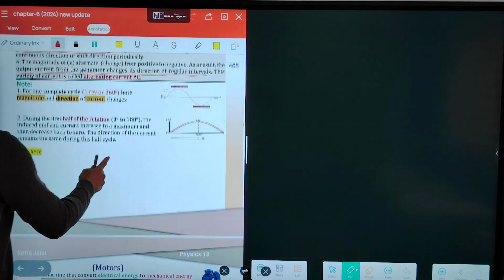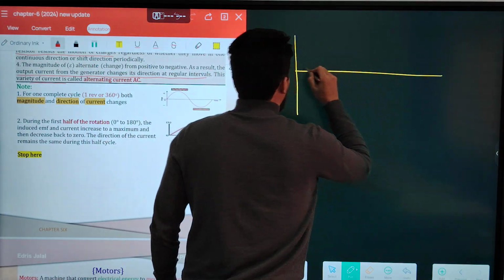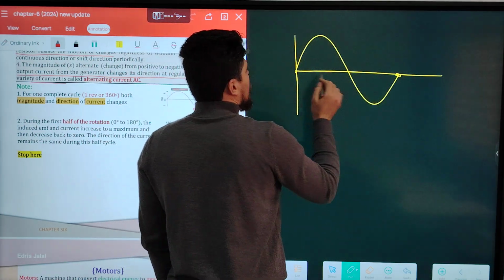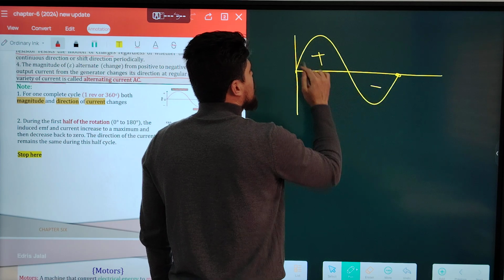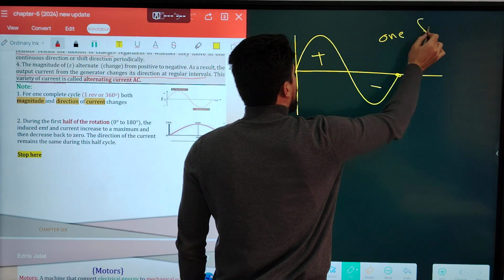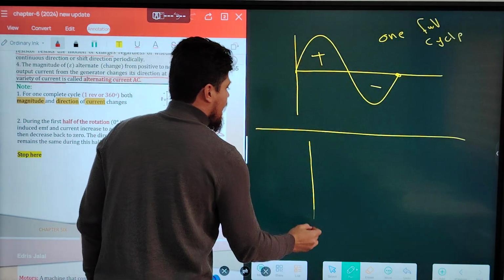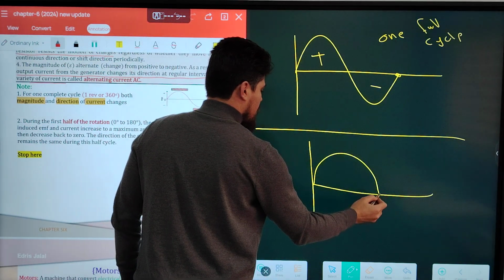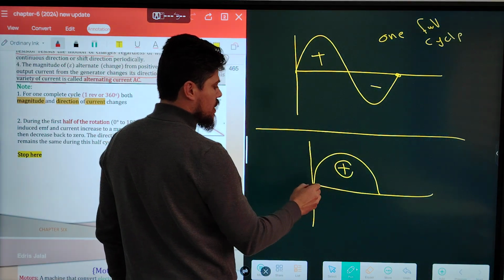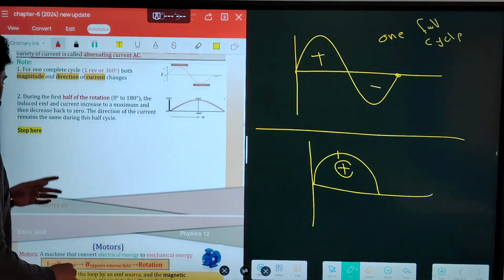Guys, for one complete cycle, both the magnitude and direction of the current change. One full cycle. But for a half cycle, only the magnitude changes. The direction doesn't change. From 0 to max to 0.